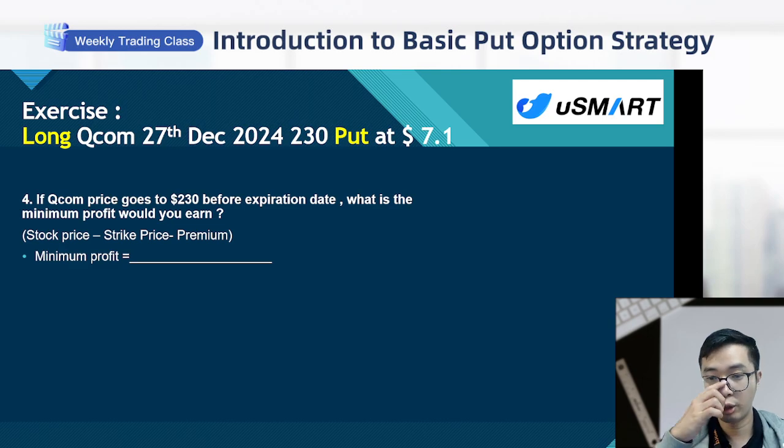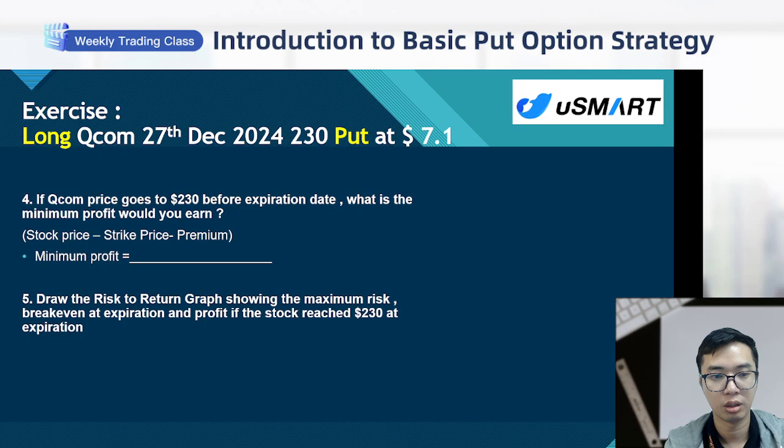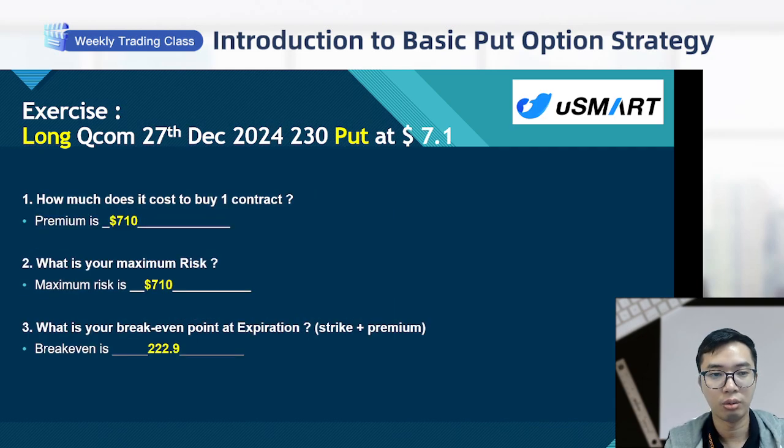So if QCOM price goes to 230 before expiration date, what is the minimum profit you would earn? Here should be 160. I think I wrote down the wrong one. So here's the answer just now. Maximum loss will be 710. Maximum risk is 710 too. The break even will be 230 minus 7.1, 222.9.